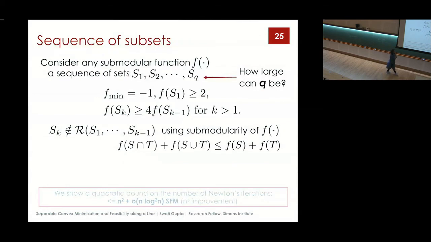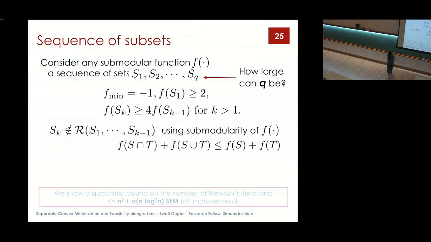One of the crucial ideas behind the proof of the number of iterations of the discrete Newton method is showing how many sets I can have that grow geometrically in function value while still having a submodular function. So if I have a sequence of sets S1 to SQ, and the value of each subsequent set increases by a factor of 4, and I know this function is submodular, then how long can the sequence be?